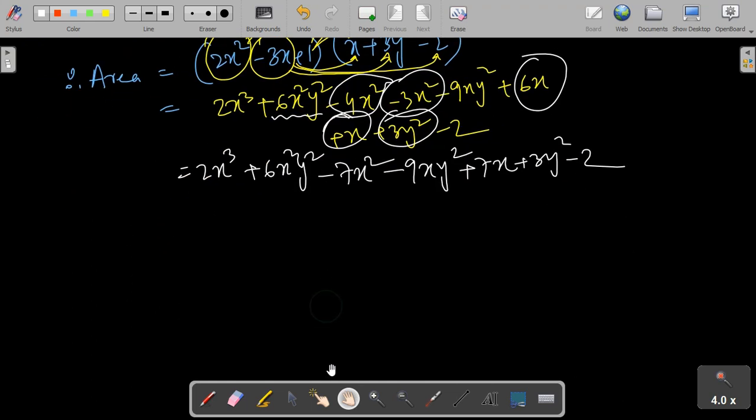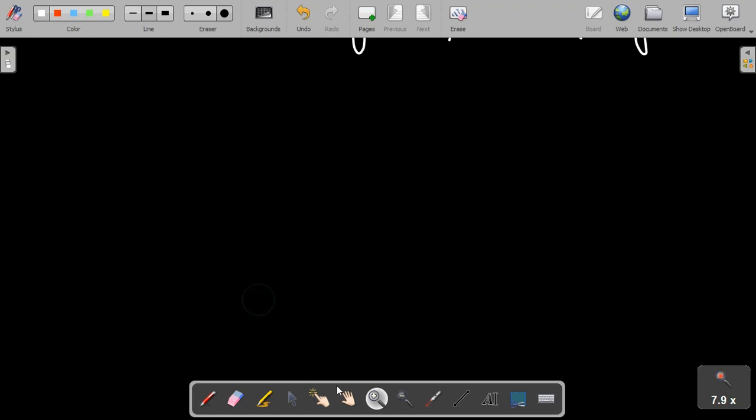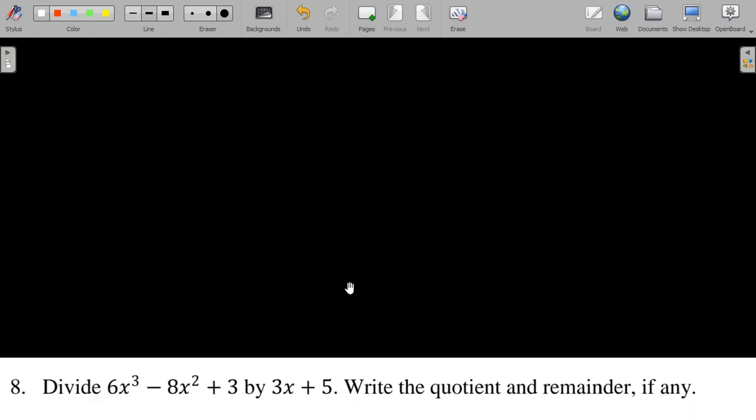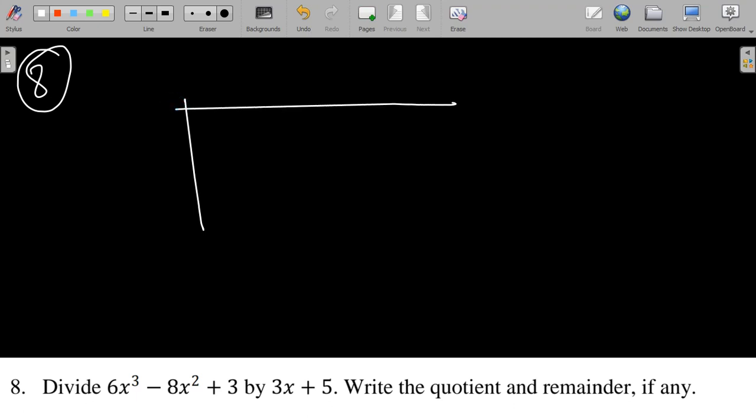Now moving towards the next sum. In the next sum, it's been told that we have to divide one expression by another expression, and to write the quotient and the remainder. So let's do it, and it's the long division method. I hope all of you know this, but here we will try to understand again whatever we have done in the examination, whether it was correct or wrong.